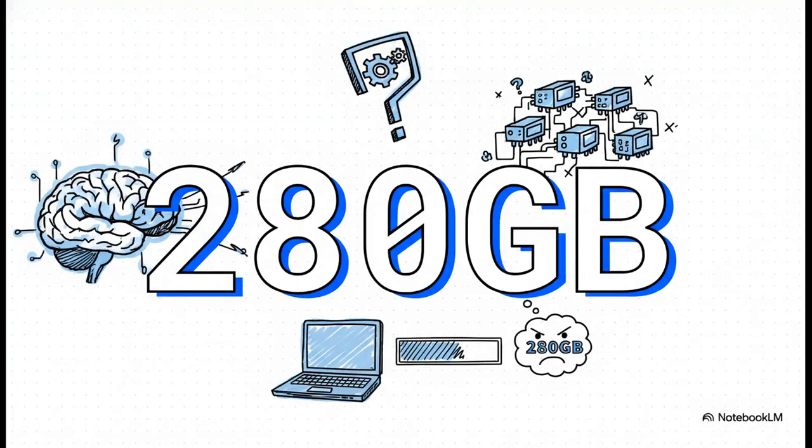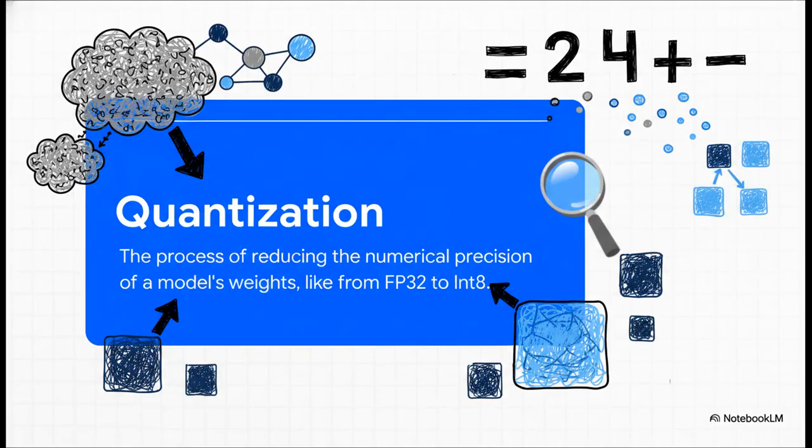Just look at that number, 280 gigabytes for a single large model. That is far, far more memory than what's available on even the most high-end computers you can buy. So how on earth do you make this practical? Well, the solution is a really clever technique called quantization. And the analogy on the slide here is perfect.